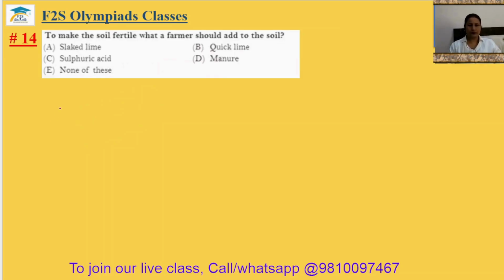Question number 14. To make the soil fertile, what should a farmer add to the soil? Should the farmer add slaked lime? No. Quick lime? No. Sulfuric acid? No. Definitely no. It will be manure only. So the 14th answer will be option D.